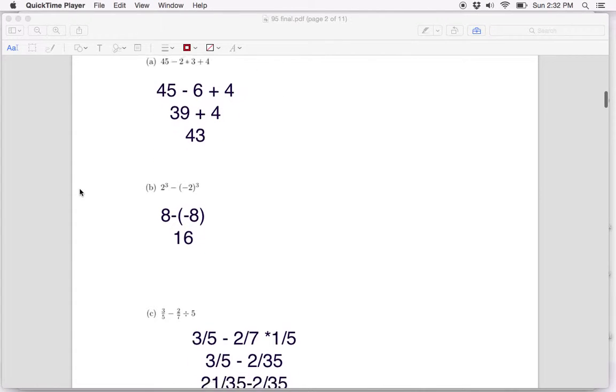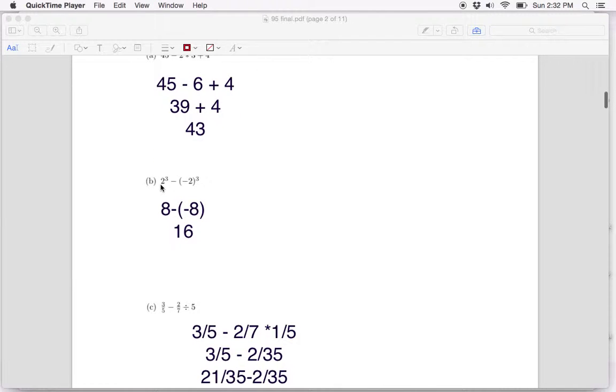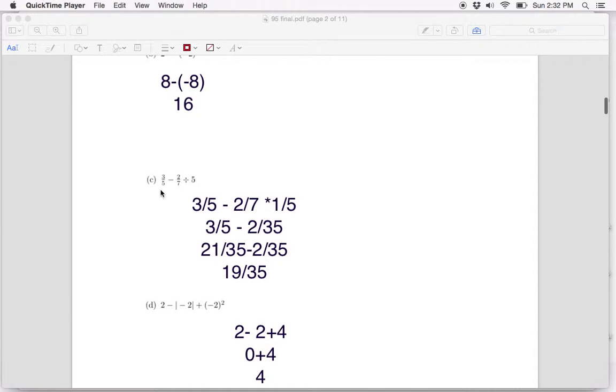can see the rest. Here we have 2 to the third, which is 8, and we have negative 2 all raised to the third. So that's negative 2 times negative 2 times negative 2, which gives us negative 8. And we're subtracting a negative, so keep that in mind. In this problem, we have a division, so I chose to rewrite it as multiplying the reciprocal, and multiplication comes before subtraction, so we're going to do that part first.